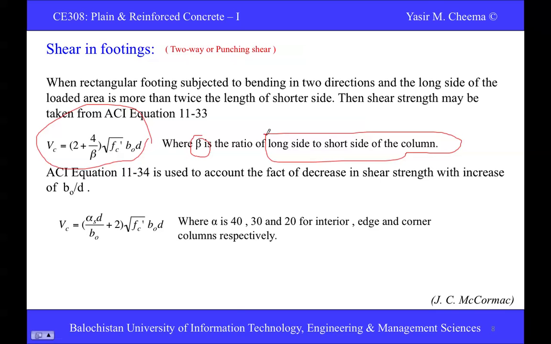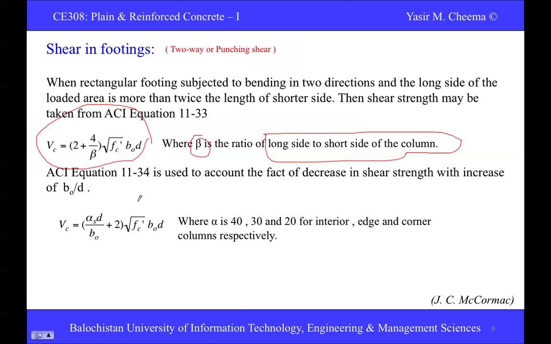Similarly, ACI equation 11.34 is used to account for the decrease in shear strength with increase of b naught over d. Here b naught is the perimeter of the critical section. If b naught over d keeps on increasing, then there is a decrease in shear strength.